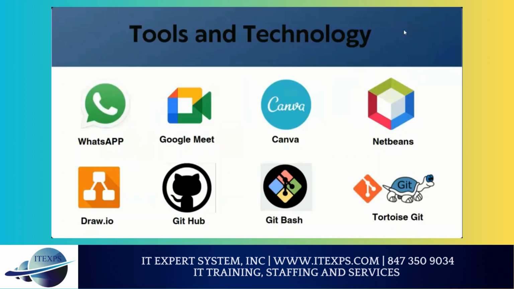Next, for our tools and technology, we used WhatsApp and Google Meet for communication. NetBeans was used to write our code. GitHub was used for sharing our code repository and collaborating with the team. We used Git Bash and Tortoise Git to manage changes and updates.